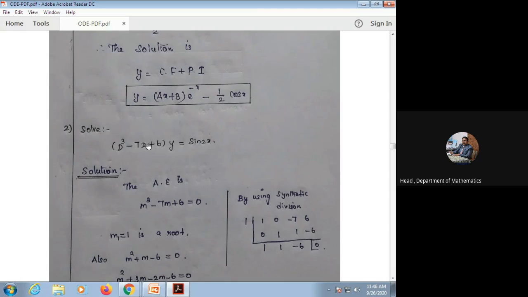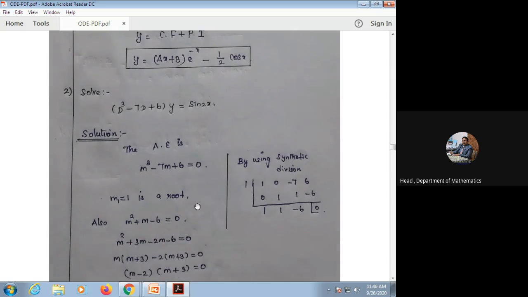m power 3 minus 7m plus 6 equal to 0. We have to find 3 roots because here the power of m is 3. So first you have to use synthetic division by getting 1 root. Here the m power 3 coefficient is 1, so write 1. There is no m square term, therefore put 0. Here the m coefficient is minus 7, so write minus 7. The constant term is 6.